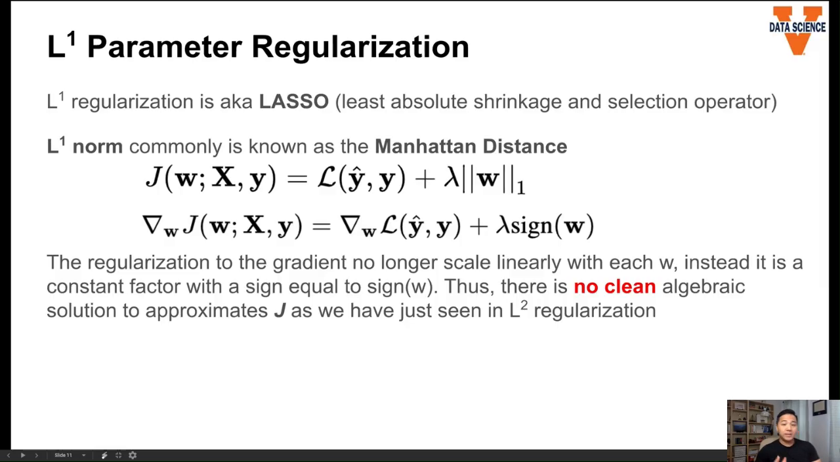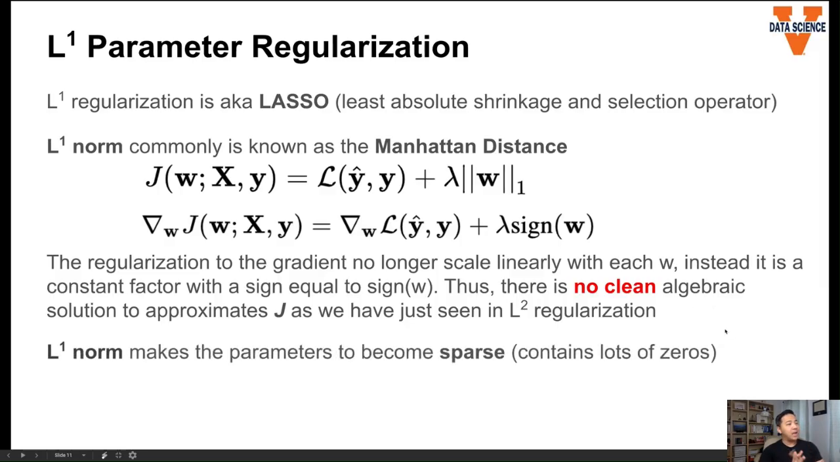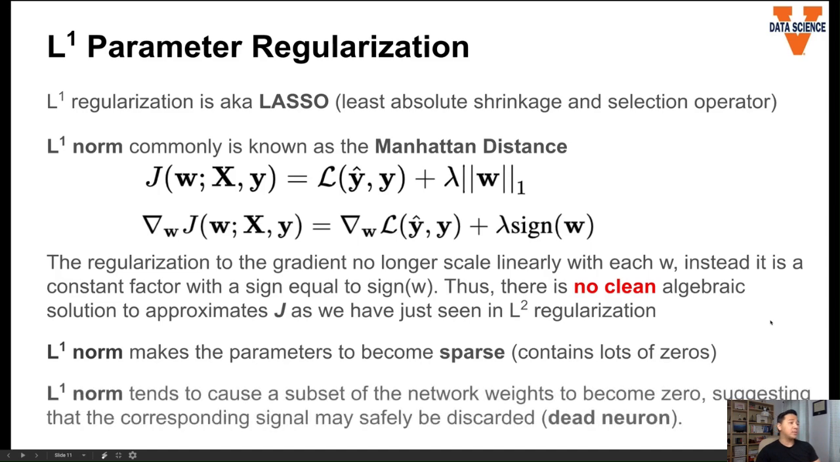And unfortunately, there is no clean algebraic solution to approximate J like we have just seen in the L2 regularization. So I will not show the algebraic derivation here. But keep in mind that this L1 norm makes the parameters become sparse, or contain a lot of 0s, and as a result it causes a subset of the weights in the network to become 0. And so when you have 0 weight, your neuron becomes dead, so basically the signal is discarded.